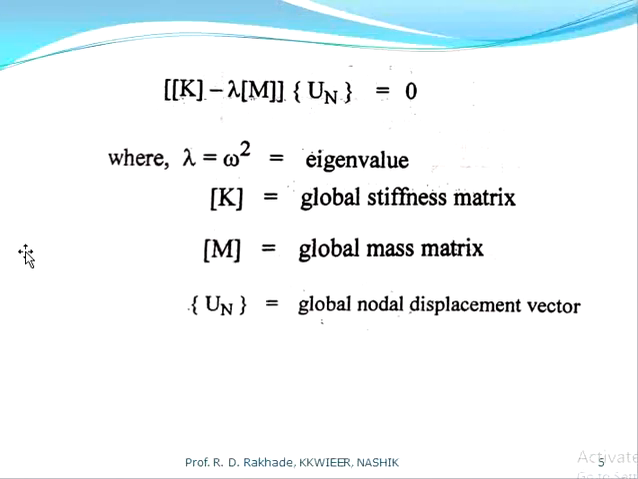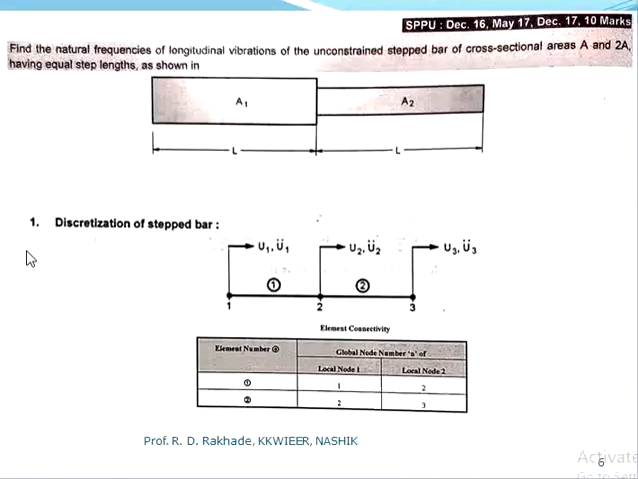So by using this eigenvector form of the governing equation, we can solve a two-step bar problem to determine the natural frequency of that bar. This question was asked in December 2016, May 17, December 17 for 10 marks. Find the natural frequency of longitudinal vibration of the unconstrained step bar of cross-section area A and twice A. Suppose we consider this is A and this is twice A, having equal step length as shown in the figure.